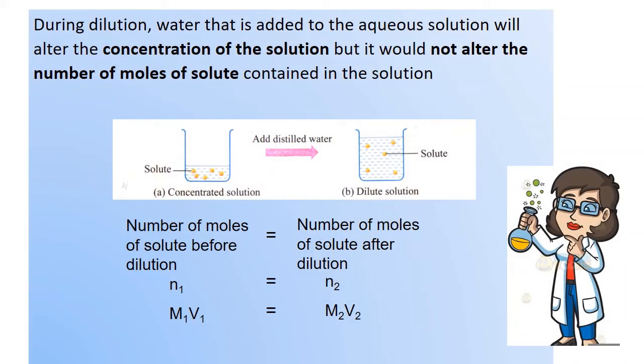During dilution, water that is added to the aqueous solution will alter the concentration of the solution, but it will not alter the number of moles of solute contained in the solution. The number of moles of solute before dilution is equal to the number of moles of solute after dilution. N1 equals N2, therefore M1V1 equals M2V2.